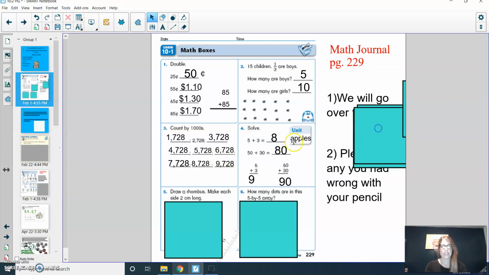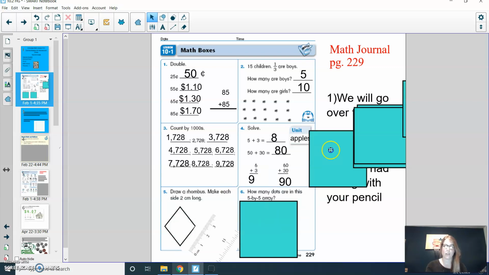With number 4, since I know that 5 plus 3 is 8, then I know 50 plus 30 is 80. Since I know 6 plus 3 is 9, then I know 60 plus 30 is 90. For question number 5, your rhombus might look a little bit different than mine, but notice how all 4 sides are the same length, and notice how I lined up my ruler or lined up my template to make sure that that side was 2 centimeters long.